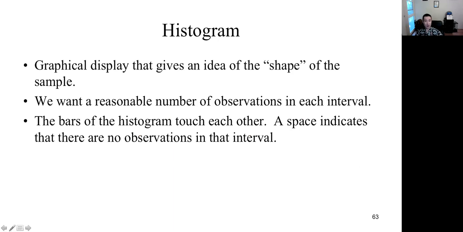The third type of plot is called the histogram. The histogram is used pretty often. It can give an idea of the shape of the sample, and sometimes we want a reasonable number of observations in each interval. The bars of the histogram should touch each other. If we have a space, that means there's no observation in that interval. We're going to see an example quickly.